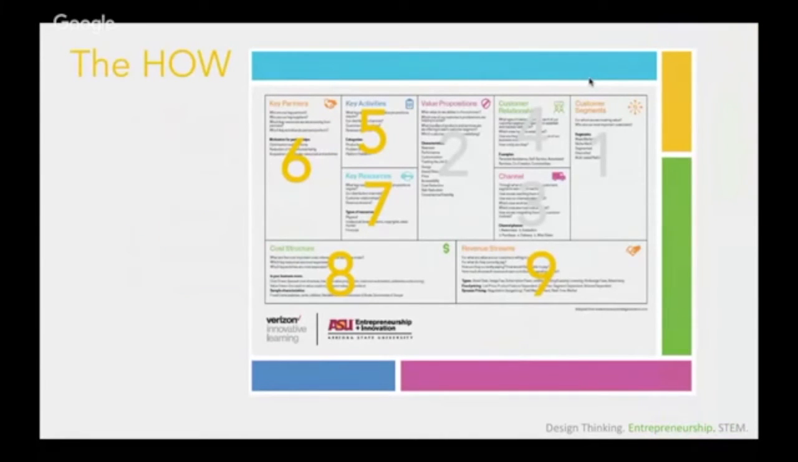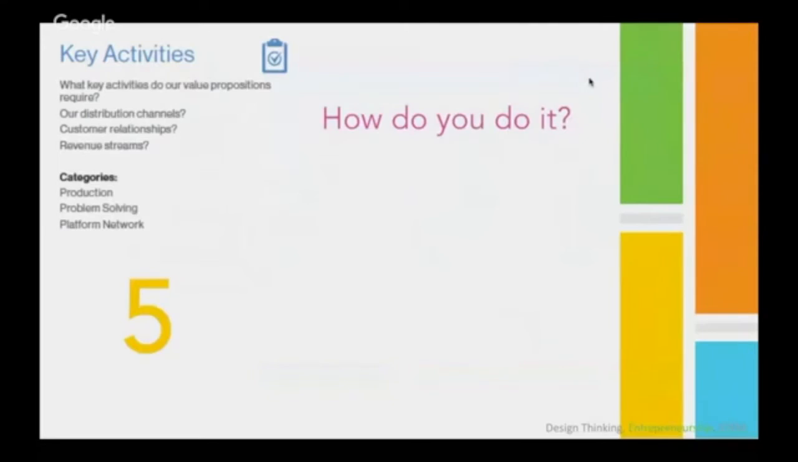Great. So we did 1, 2, 3, and 4, and those are more focused on your customers. And so now we're going to do 5 through 9, and those are really more focused on the business itself. So key activities, key partners, key resources, cost structure, and revenue streams.